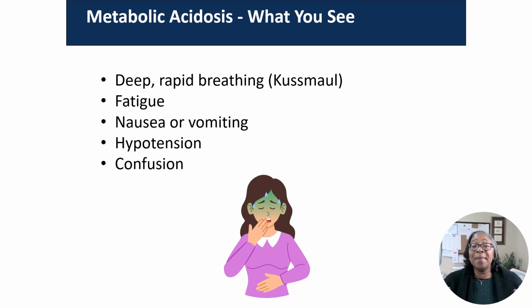Now, moving on to metabolic acidosis, the body is producing or retaining too much acid. And what the ABG is going to show you is a low pH and a low bicarbonate. And this is going to tell you that the kidneys or the metabolism are involved, so the kidneys are involved. And the patient is going to present with deep and rapid breathing, also called Kussmaul's respirations. They're going to have fatigue, nausea or vomiting, hypotension, and confusion. Remember, the lungs will compensate by trying to blow off CO2 to raise the pH.